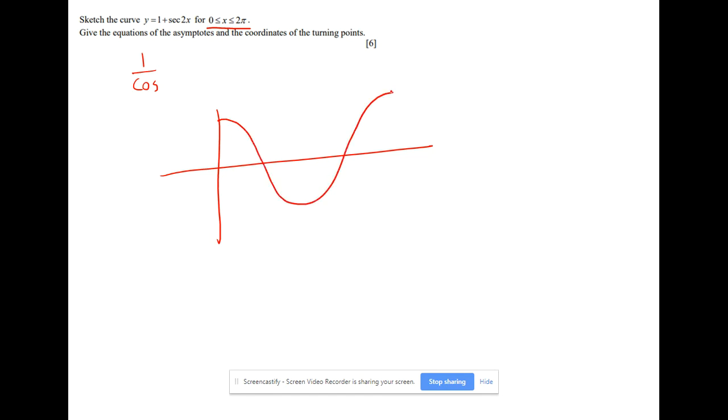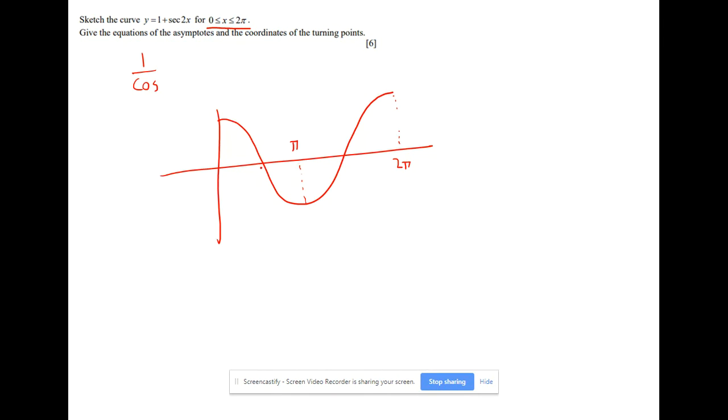To 2 pi. Okay, so straight away we're looking at this and we're thinking about radians. We're going to have to sketch the curve of 1 plus sec. Remember that sec stands for 1 over cos, so it may be worth getting the cosine graph sketched in first. We're going between 2 pi, so we can mark in 2 pi, and I'm also going to mark in this point because it's pi.